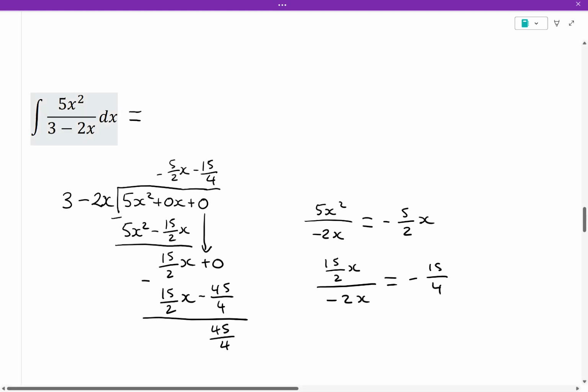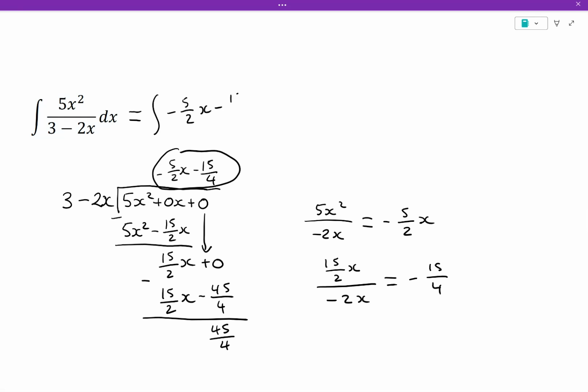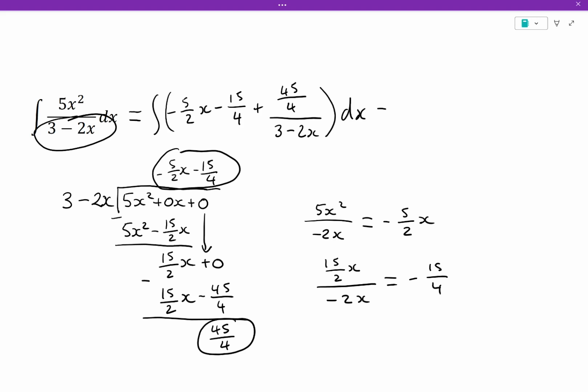So we can now rewrite our integral, so it's going to be the integral of our quotient up here, so -5 over 2x subtract 15 over 4. And then our remainder, so plus 45 over 4. And the idea is we haven't divided that by the 3 subtract 2x. So that's going to go up there. And then in brackets, dx.